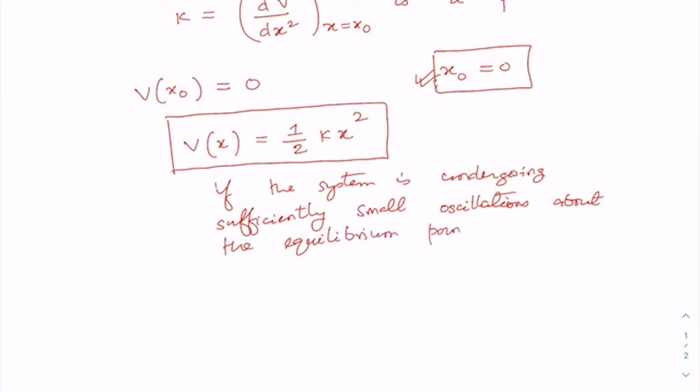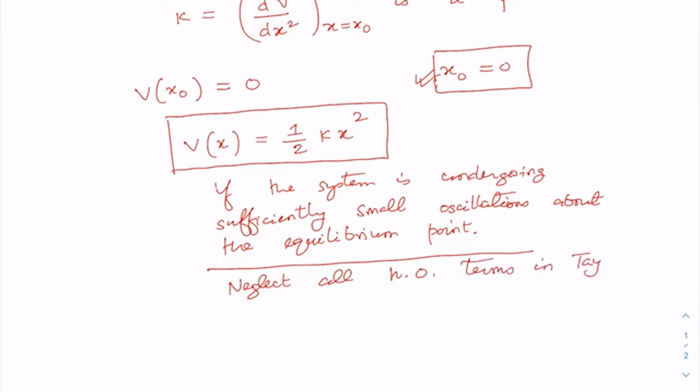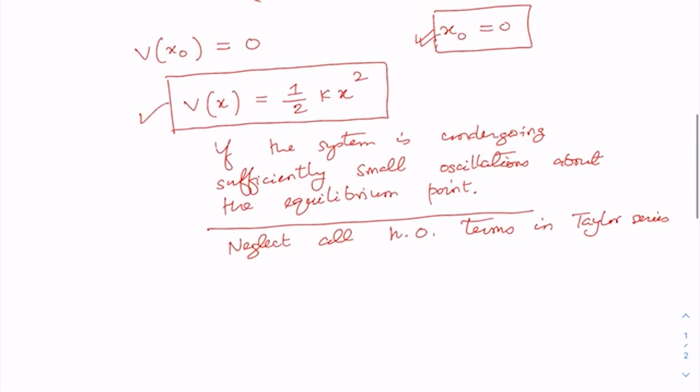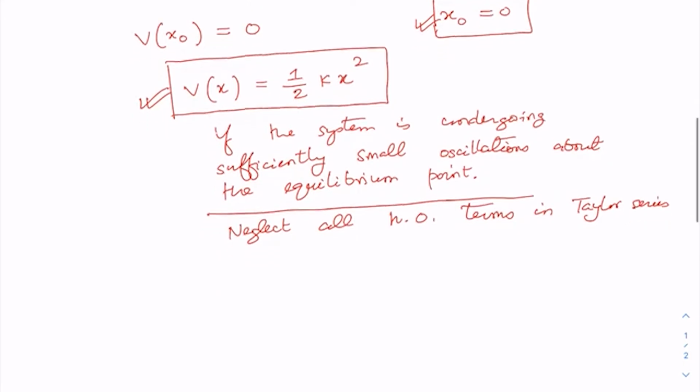In that case we can neglect all the higher order terms in the Taylor series, and the effective potential energy is that of a harmonic oscillator. So this is the harmonic oscillator potential.